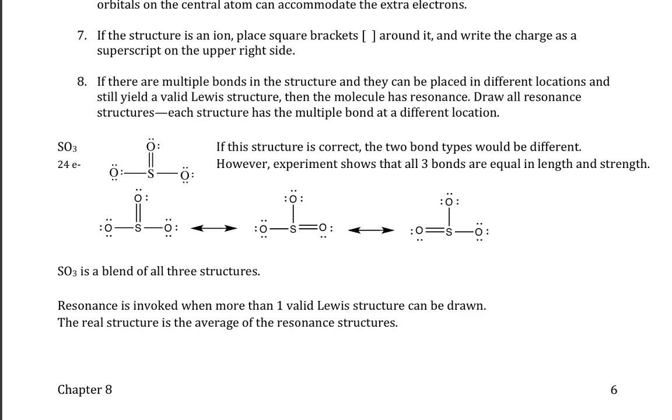Rule 7: if the structure is an ion, like NH4+, once you're done with the Lewis structure, you would place square brackets around it and write the charge as a superscript on the upper right side.